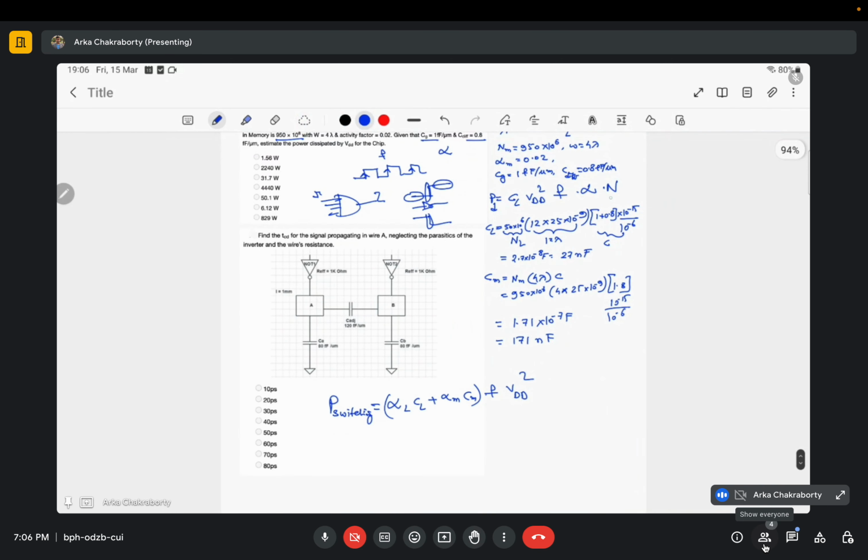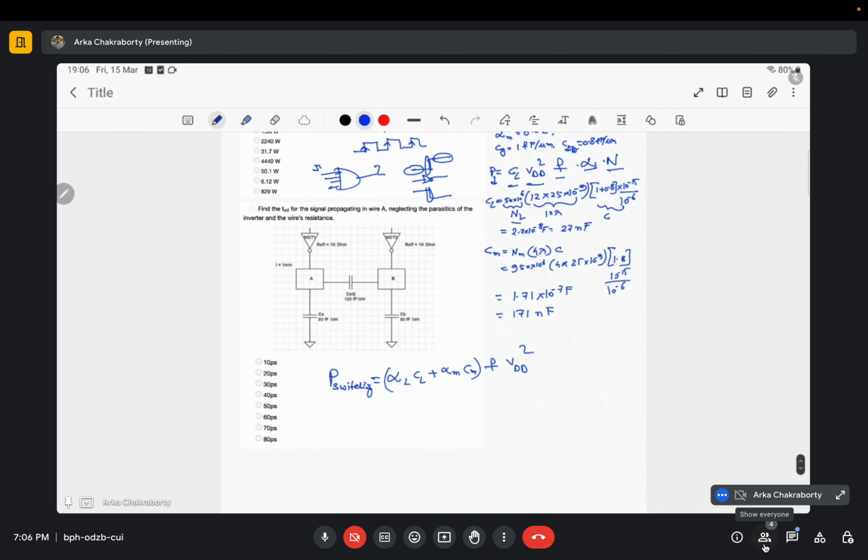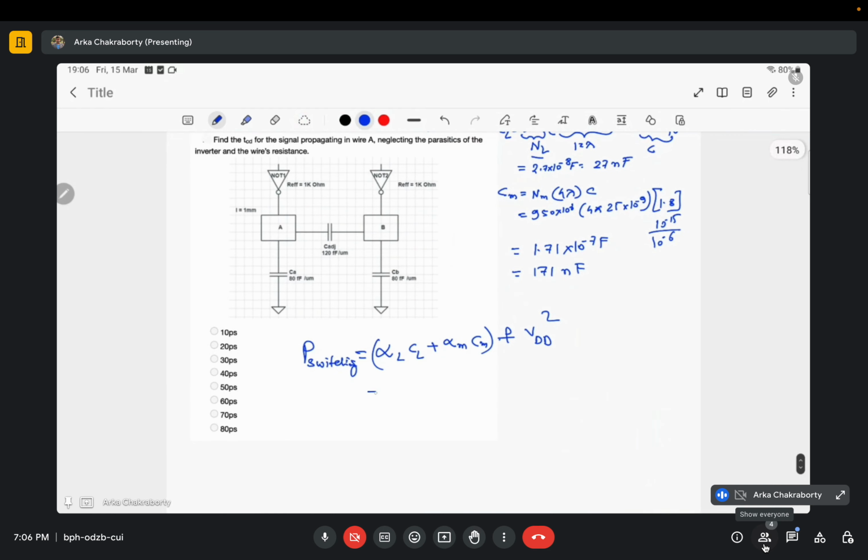See, the N is also taken care of here, the alpha is also taken care of, F is also taken care of, VDD square is also taken care of, C is also taken care of, right? Actually, in the capacitance only, in CL only, the N has been included. So let us see what is the switching power that is coming.